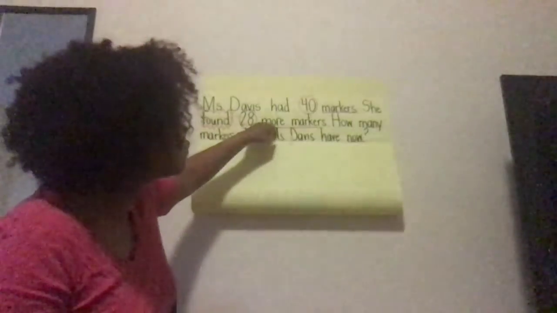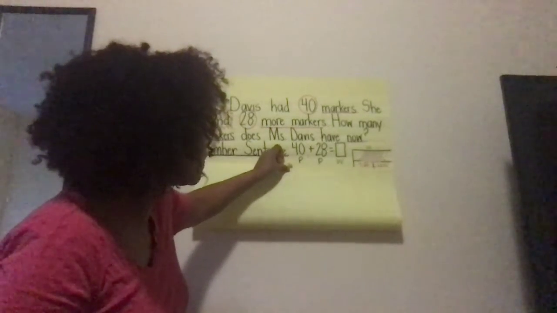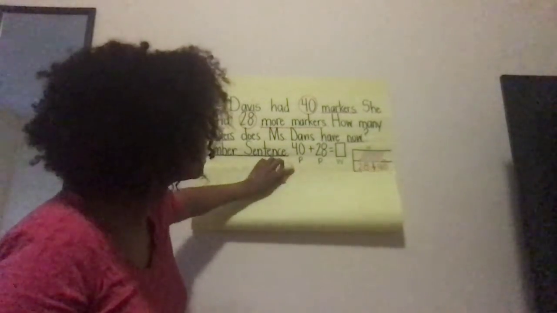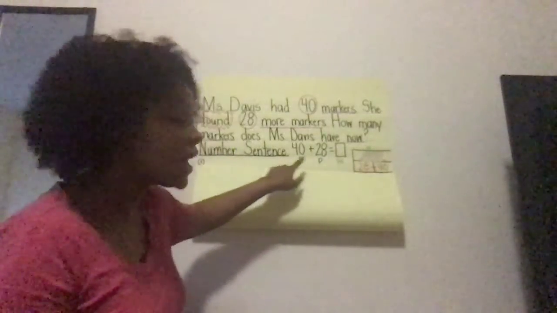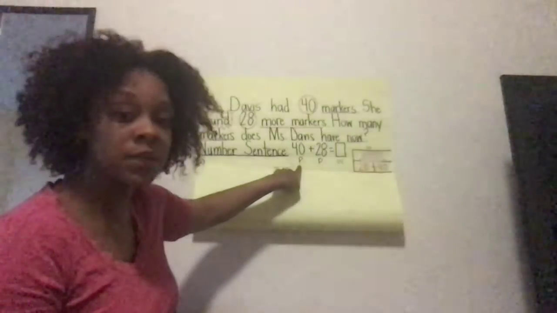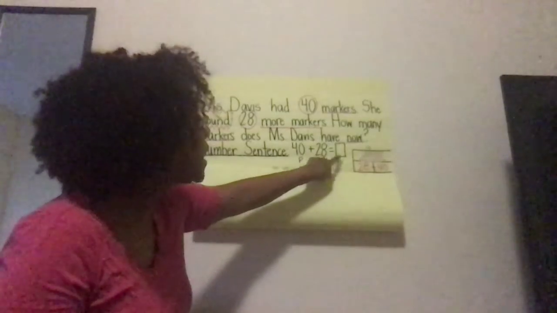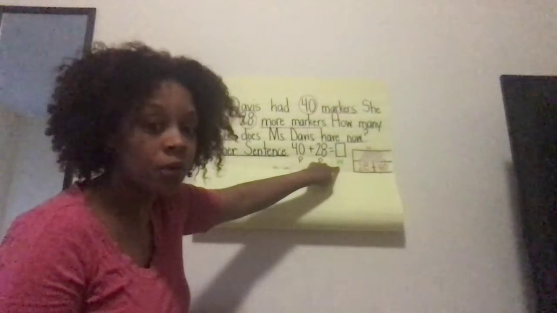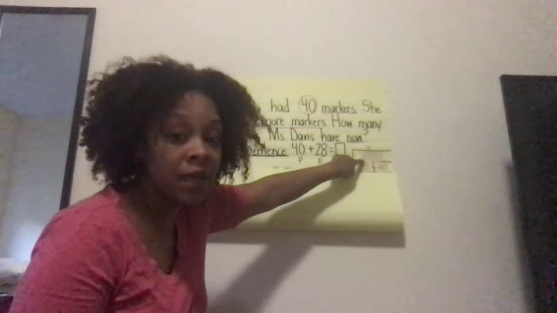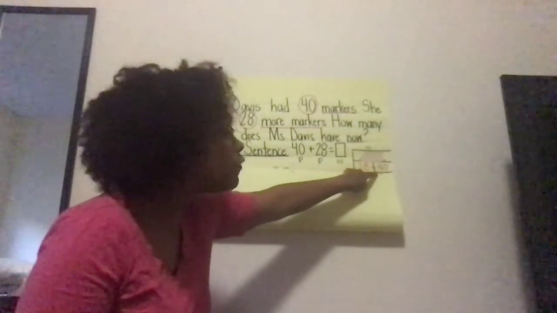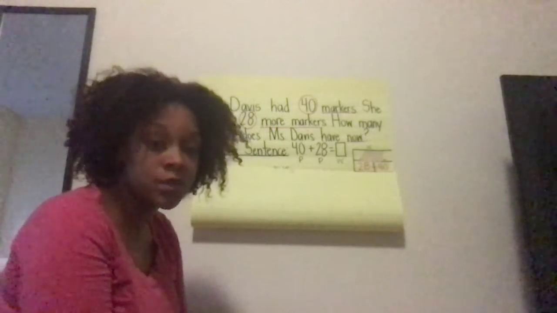So if you wrote your number sentence correctly, this should have been your number sentence and your part whole box. 40 plus 28 equals blank. And I labeled my number sentence: 40 represents a part, 28 represents a part, and so we're solving for the whole. And if you plugged in your part whole box, your whole is blank, 28 is a part, and 40 is a part.